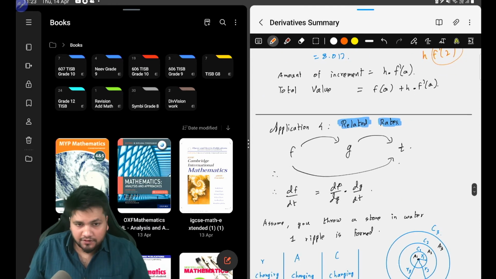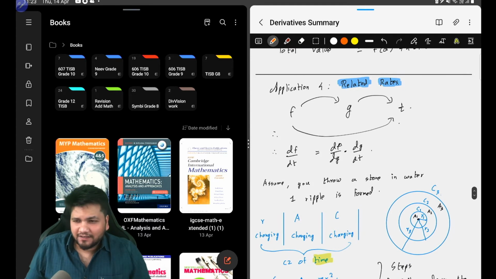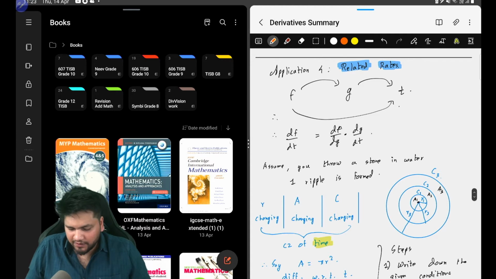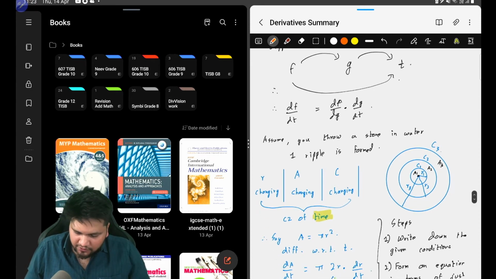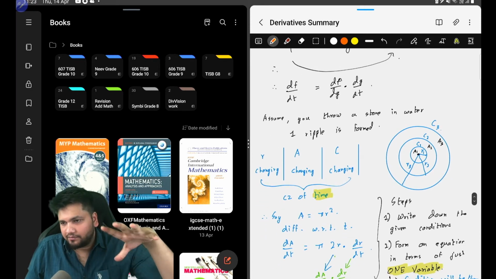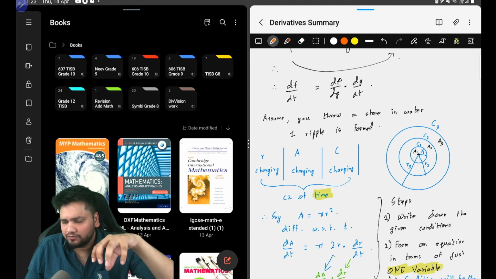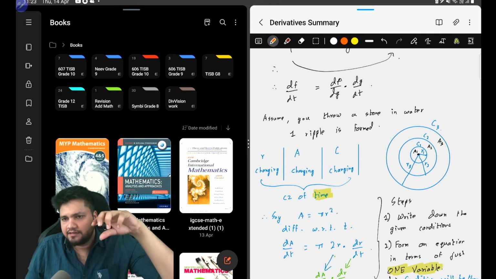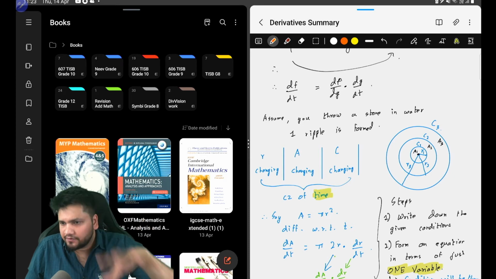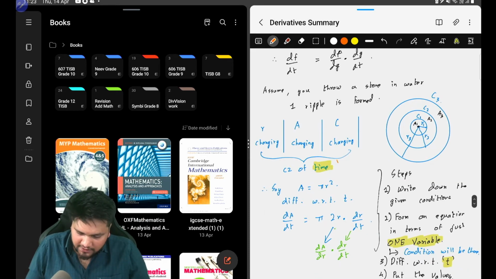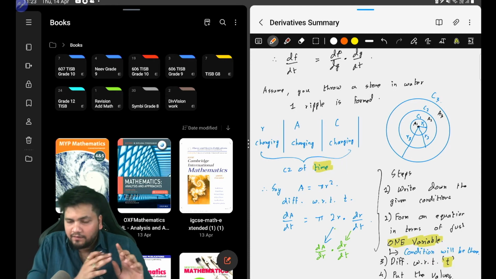And now we have application 4, which is related rates. Now in general, I've used an easier example. If f is a function of g, and g is a function of t, then f is also a function of t, of course, right? So maybe you can consider it as a composite function. Now assume you throw a stone in water and one ripple is formed. With respect to that ripple, the radius is increasing, area is increasing, circumference is increasing, but all these things are changing because of this element, which is time.